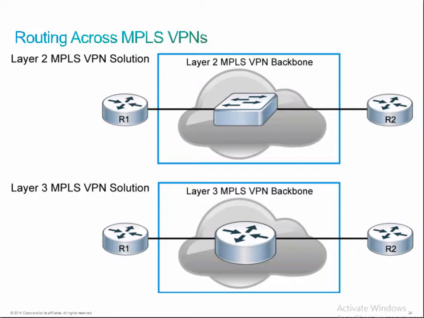So there's a swap operation, there's a push operation, there's a pop operation. As the packets enter the MPLS network, we're doing a push operation. As the packet transits through the MPLS backbone, we're doing a swap operation. And then as the packet leaves the MPLS portion of the network, we're doing a pop operation.